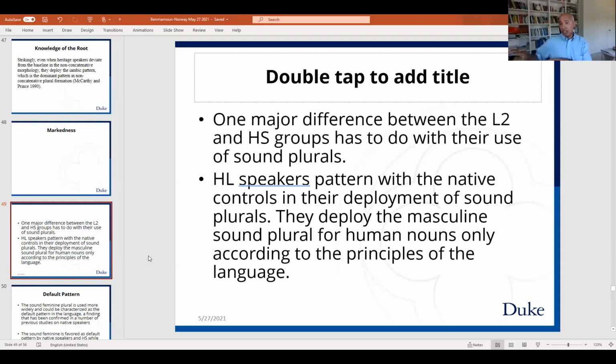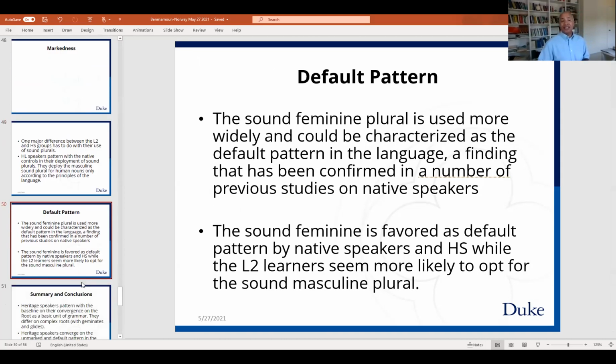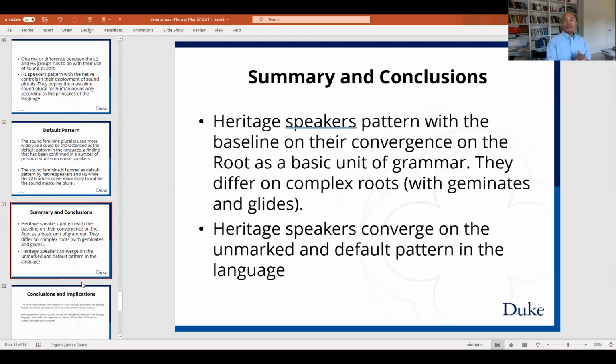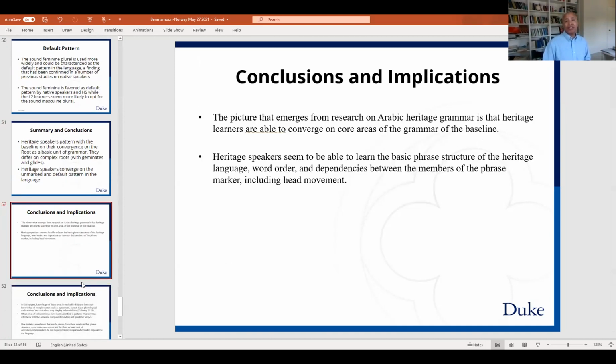They know the sound plural is really a kind of marked pattern in the language. The sound feminine is the unmarked pattern, and I'm going to generalize it even to forms that get the broken plural. And this was actually found for children as well in research on L1 acquisition, that children also generalize the feminine pattern of the language. So there is some convergence here with the L1 language. So they converge on the root as the basic pattern.